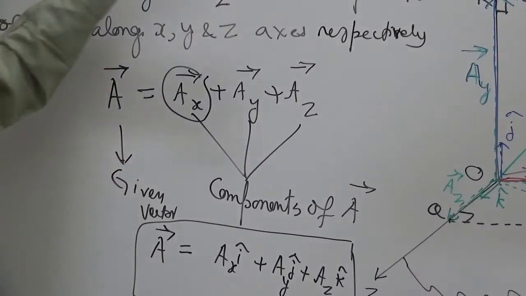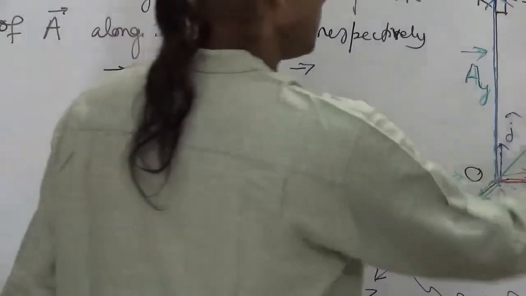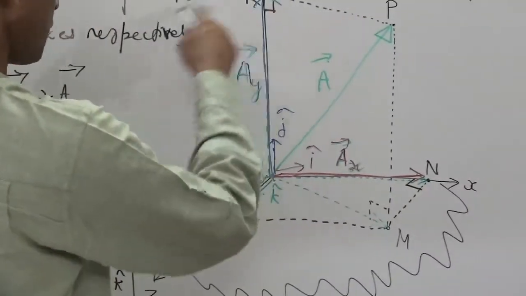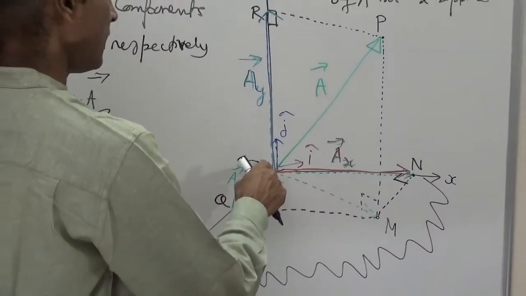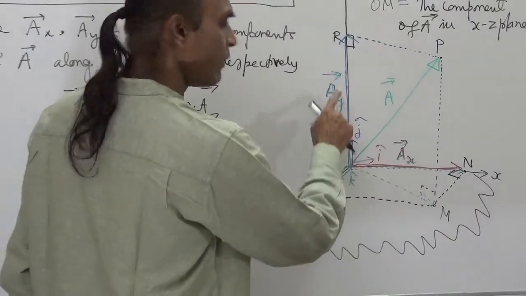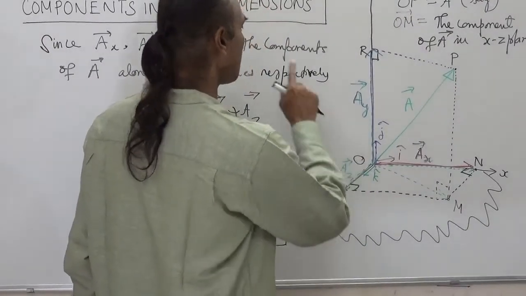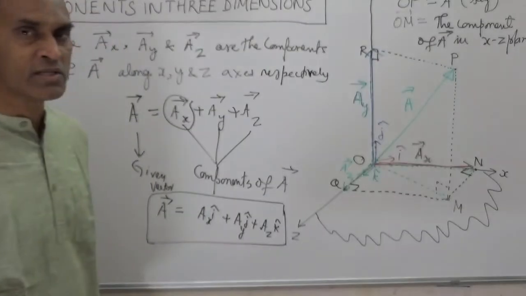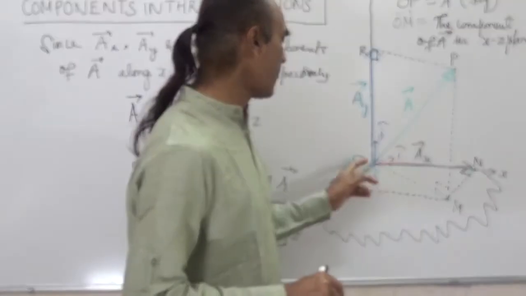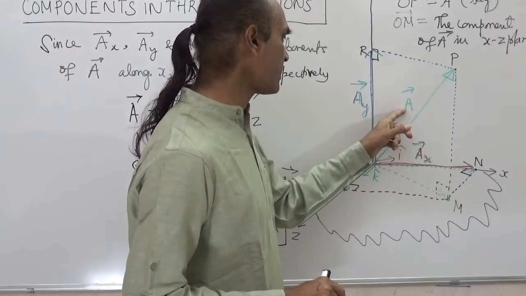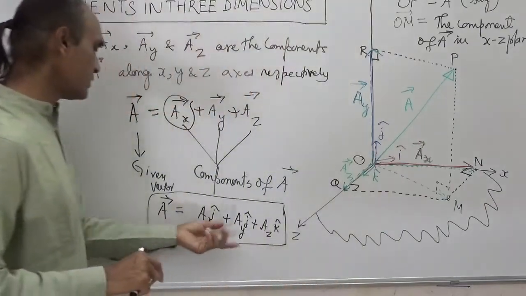So rectangular vector components in 3 dimensions. This is a rectangle, this is a rectangle. Of course, you can find so many rectangles. So rectangle means always the axes are mutually perpendicular. Therefore, it's called rectangular coordinate system. Cartesian coordinate system can be called rectangular coordinate system. In a rectangular coordinate system, the components of the given vector A along x, y and z axis can be written in this way.